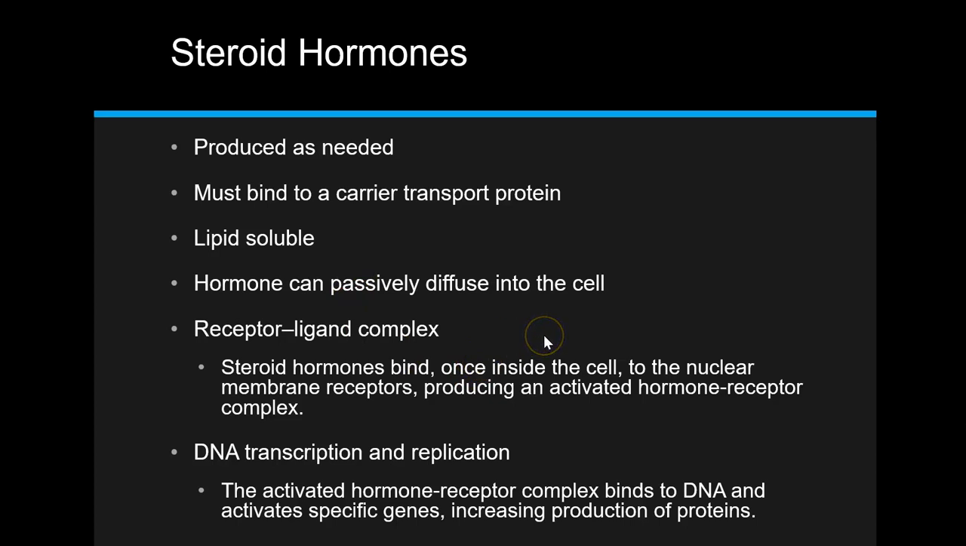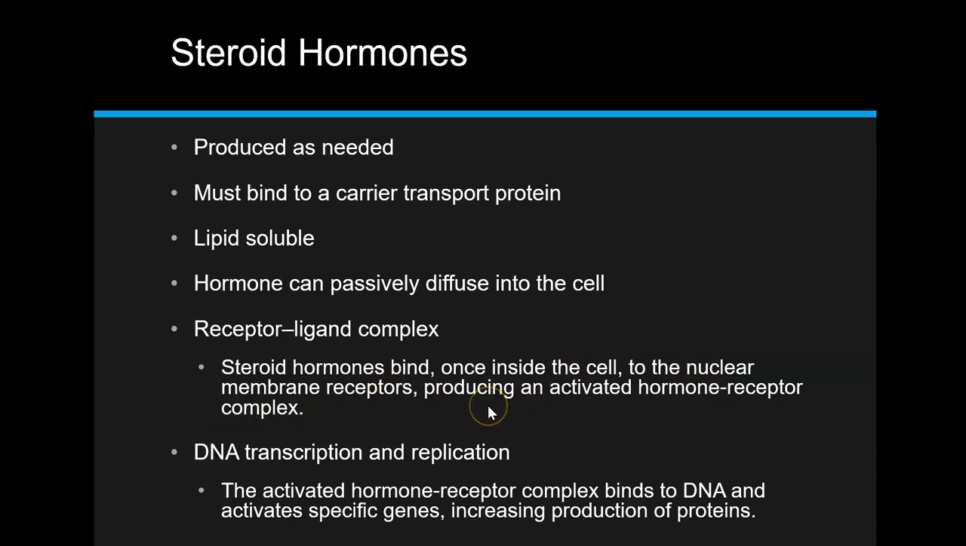And then it does have receptors. It goes and finds this receptor and makes a receptor-ligand complex. The ligand would be the hormone. And usually the receptors are in the nucleus. So for example, your steroid hormones bind once they are inside the cell. So first they enter the cell, and then they go bind to the nuclear membrane receptors.